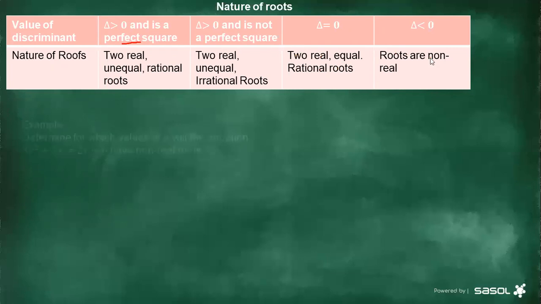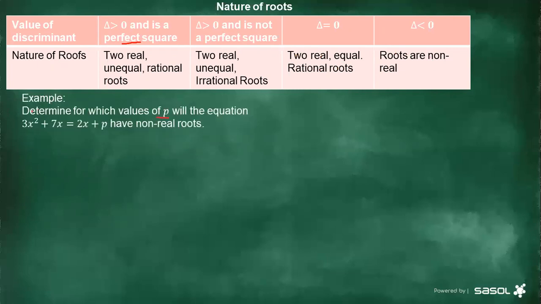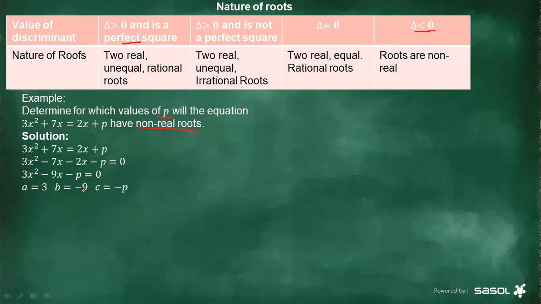Now let's get an example and solve. Example: determine the value of p for which the equation will have non-real roots. So you must be able to know under non-real what is happening with the delta. You can see in this case delta is less than 0. So that's what we're going to use to solve. First we need to rewrite this in the standard form, and then you add the like terms. Now it is in the standard form, you can see the values of a, b, and c. The value of a is 3, the value of b is negative 9, and c is negative p.